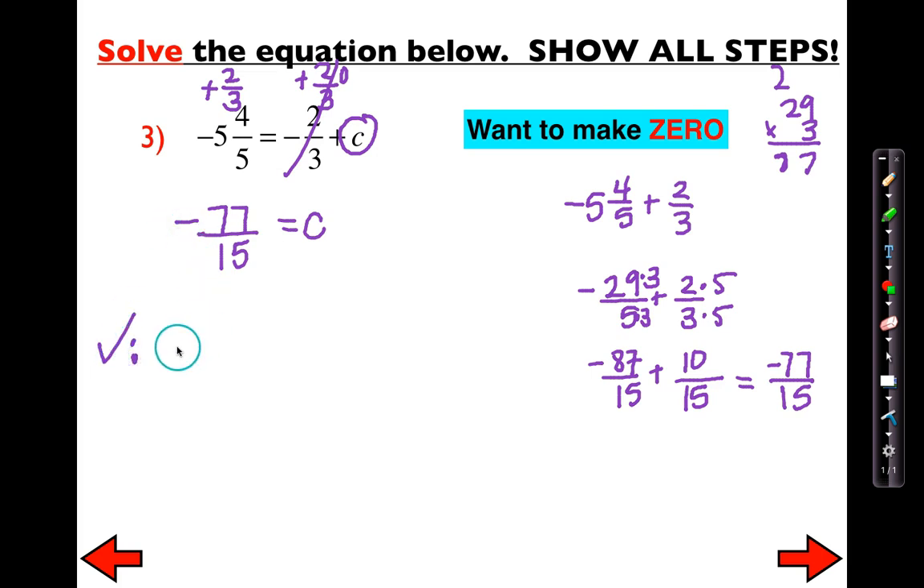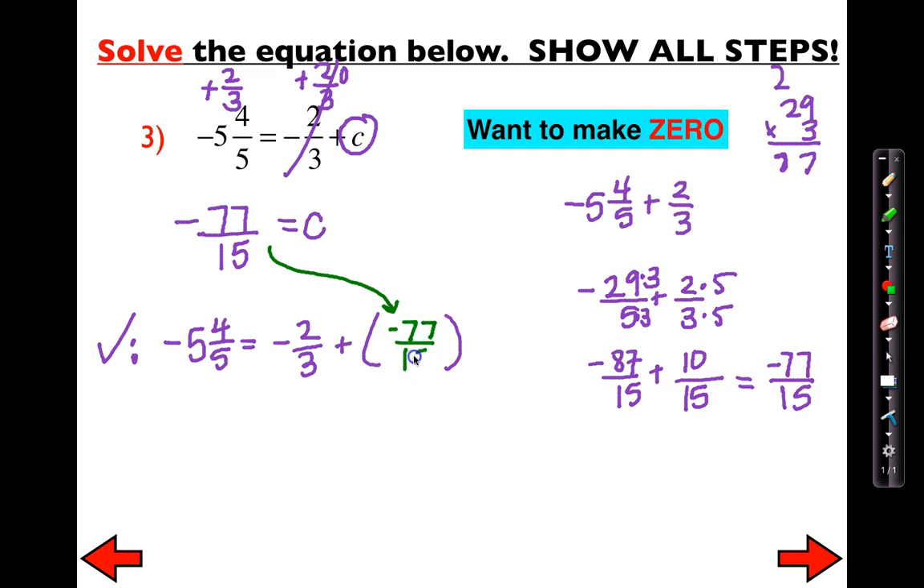I'm going to first write the equation exactly the way that it looks, but I am going to replace the variable c with a set of parentheses. Now that I've done that, I'm going to go ahead and plug in my value of c, which was a negative 77/15. Okay, with that, I'm just going to go ahead and simplify to see if they do leave with a true statement. So we're going to turn this into an improper fraction, which is going to be a negative 29/5 equals negative 2/3 plus a negative 77/15.